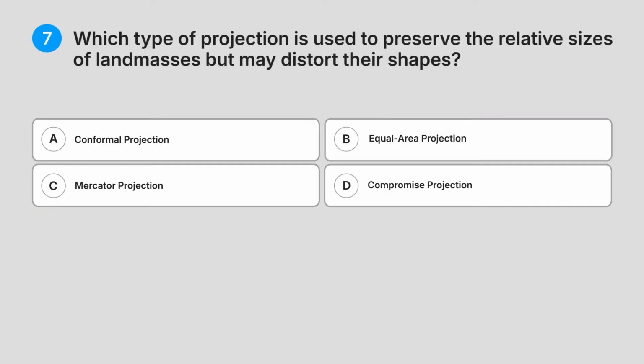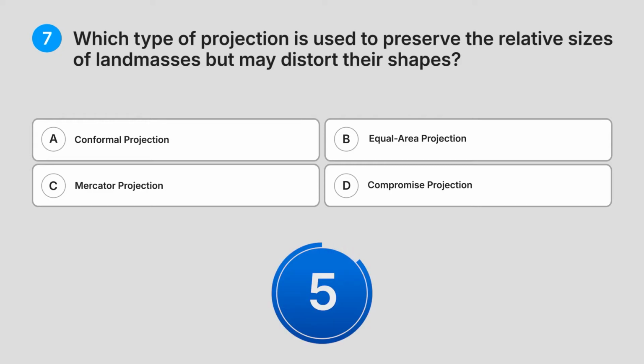7. Which type of projection is used to preserve the relative sizes of land masses, but may distort their shapes? A. Conformal projection. B. Equal area projection. C. Mercator projection. D. Compromise projection. Do you know the answer?